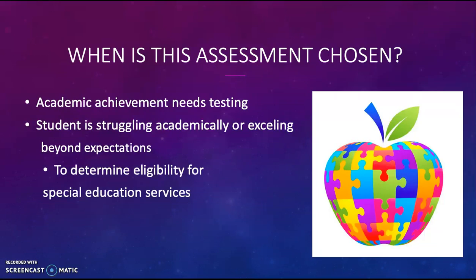The Woodcock-Johnson assessment in particular is chosen when a student's academic achievement needs testing. The student may be struggling academically, or they may be excelling beyond expectations in the classroom. This assessment can help determine if students may be eligible for special education services or sometimes even gifted classes.